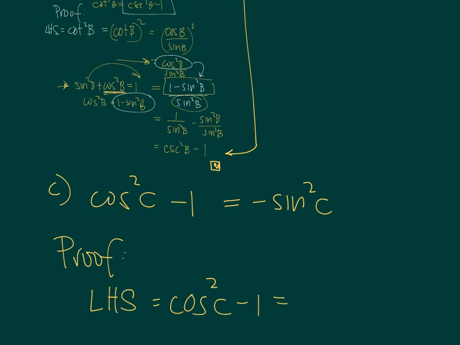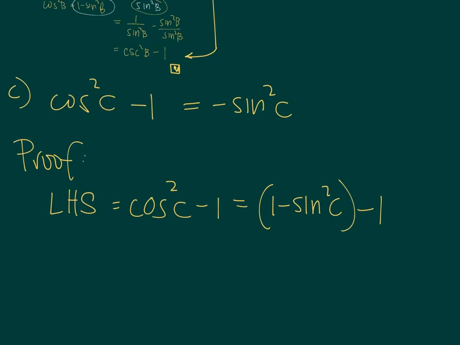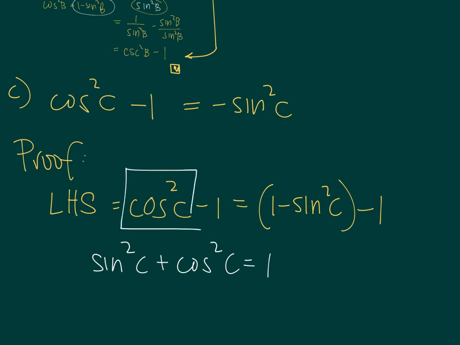What is cosine squared C? It is equivalent to 1 minus sine squared C. And then you have minus 1. Analyze, it came from sine squared C plus cosine squared C is equal to 1. So I'm now replacing this.